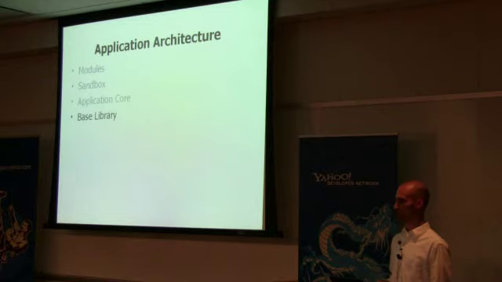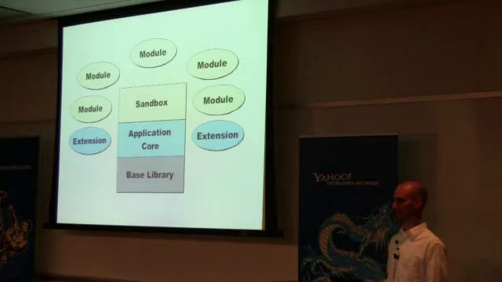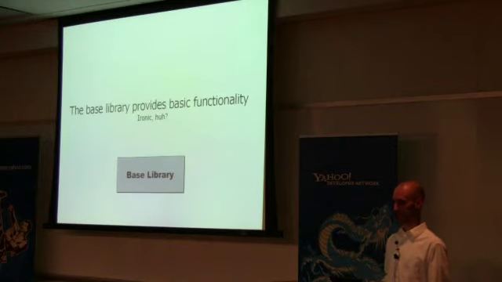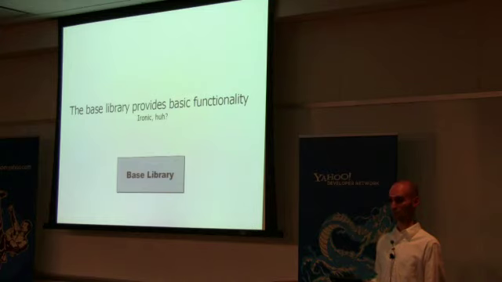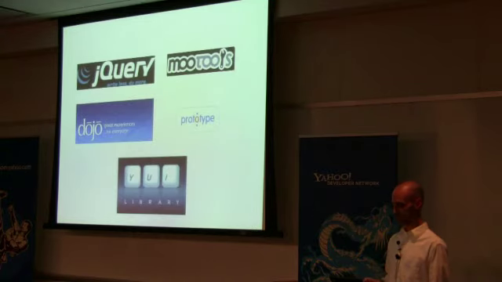So now move on to the base library, which is the part that most people seem to be most familiar with. Base library, at the very bottom of the stack, provides basic functionality. Pretty simple. So there's a bunch of things that you can use as a base library out there. For this architecture, it really doesn't matter all that much. Just pick one and go with it.